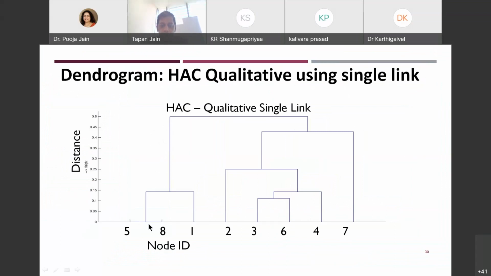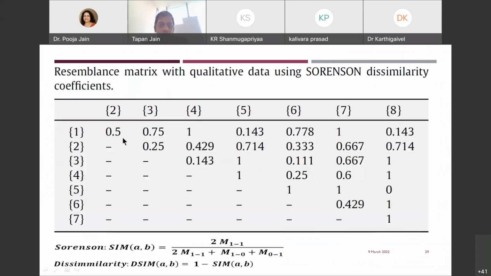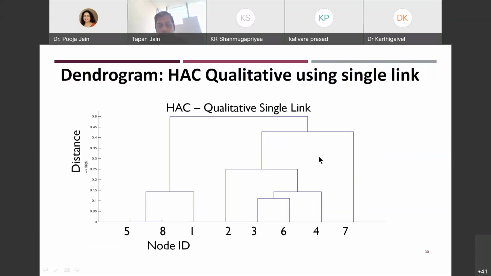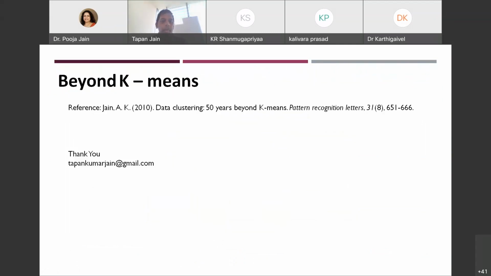So first we combine 5 and 8, then 3 and 6, then 5 and 8 combined with 0.143, that means this 5-1, and so on. You can just combine the values, right? And you can form a dendrogram. But it requires very little effort as compared to the quantitative approach, right?